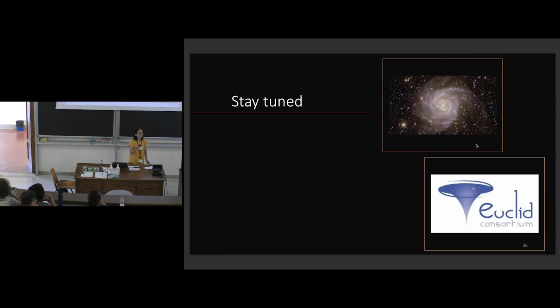We still don't know what is wrong, of course. But in order to understand that, for instance, if you have a modification of general relativity, you can hide the effect of massive neutrinos on the matter power spectrum.